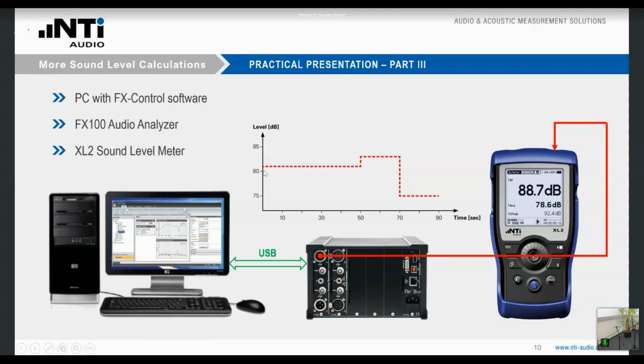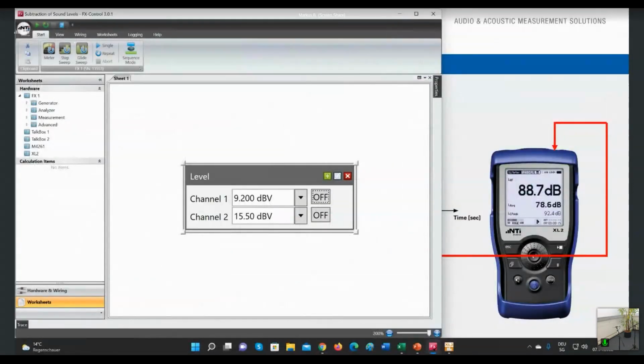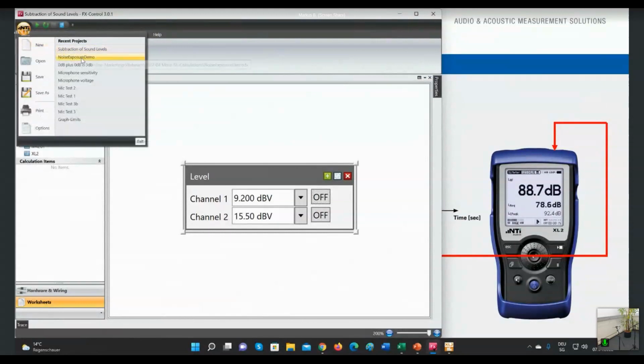So I will create a sound pressure level of 81 dB for 50 seconds, then 20 seconds, 83 dB, and another 20 seconds at 75 dB. So for that purpose, I have to connect first the Flexus to my XL2, switch off the phantom power, and now I'm going to show you the corresponding screen. Here I have a special project prepared.